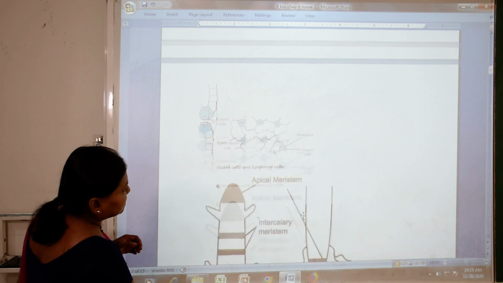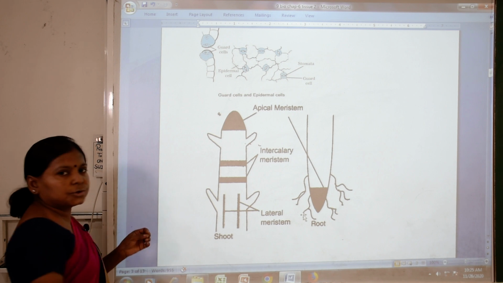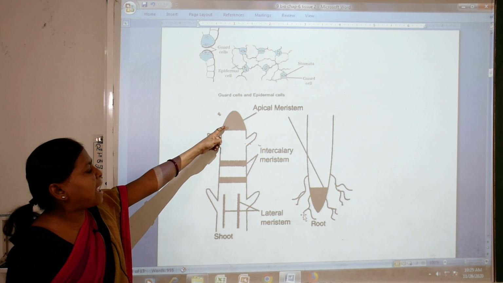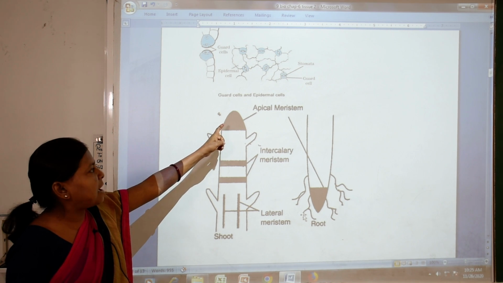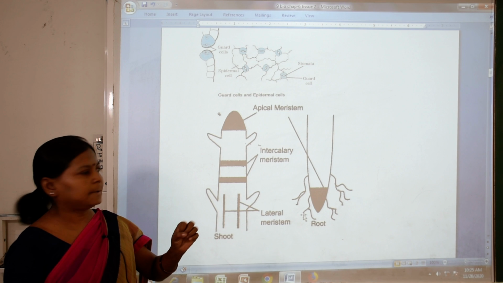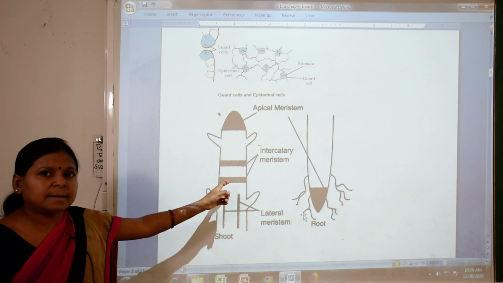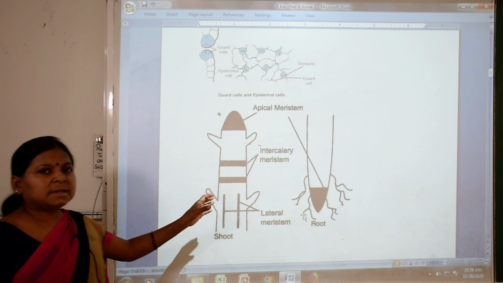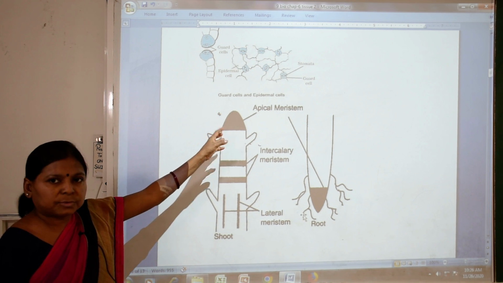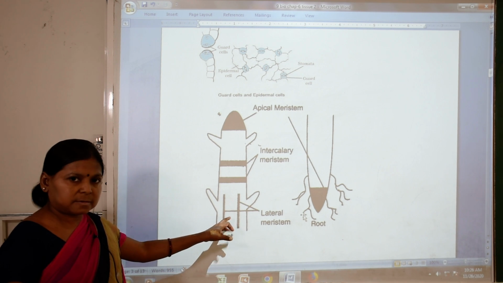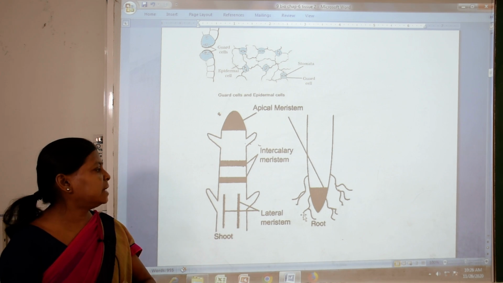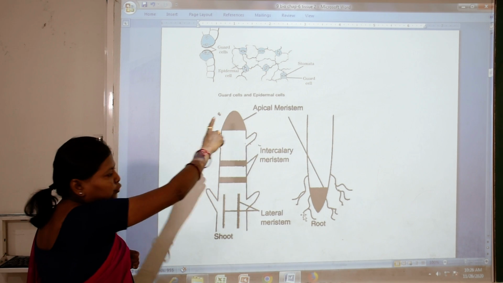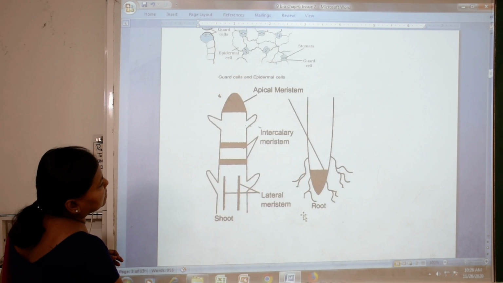When we see this TS section of the meristematic tissue, this part is called the apical meristem, found in the root tip and shoot tip. Next, these are intercalary meristems, located near nodes and internodes. They help in increasing the branches and help in the growth. These are the lateral meristem. It helps in increasing the girth of the stem. See here, the apical meristem is located at the top of the shoot system and here in the root system.